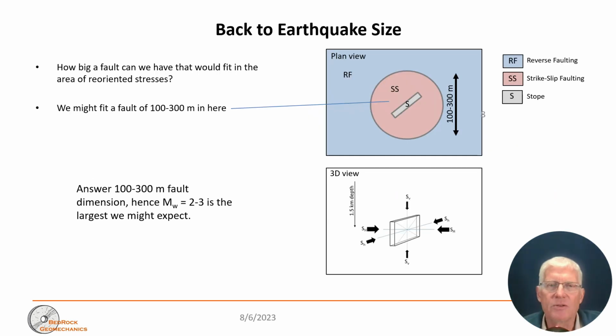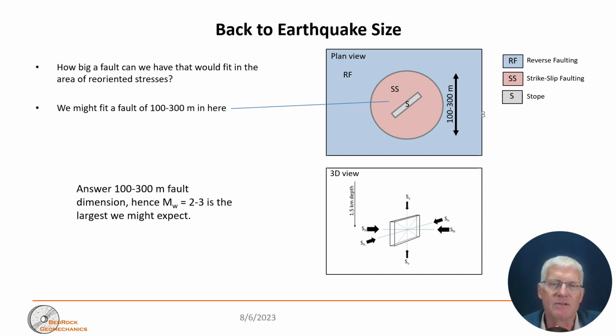Okay, so back to the earthquake size. If we wanted to say something about whether we can constrain the size of the earthquake that we might expect, one thing we could do is try to find the biggest fault that we think might slip. If we're changing from a reverse faulting state of stress far away from our mining to a strike-slip faulting state of stress close into the stoping and the excavations, then it would be reasonable to make the assumption that the size of the fault that could slip would be related to the size of the area where the stresses have changed.